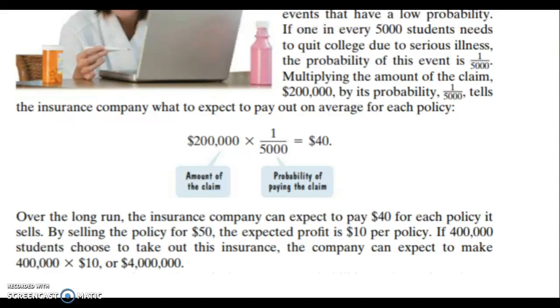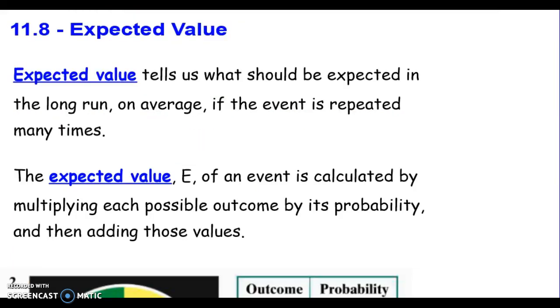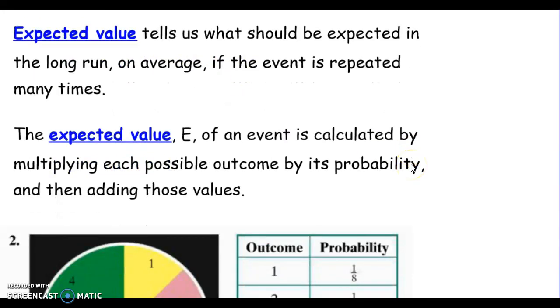Okay, so let's look at some more definitions. Expected value is going to tell us what we should expect in the long run on average if an event is repeated many times. And to calculate it, we simply multiply each possible outcome by its probability and add those.